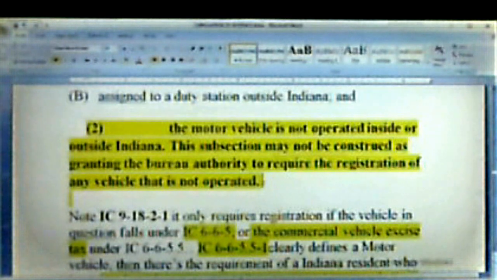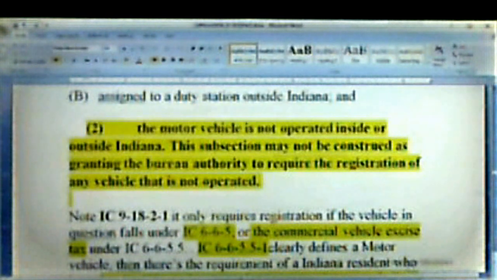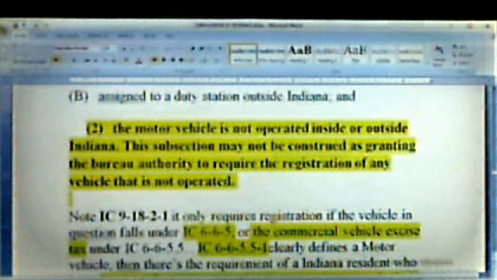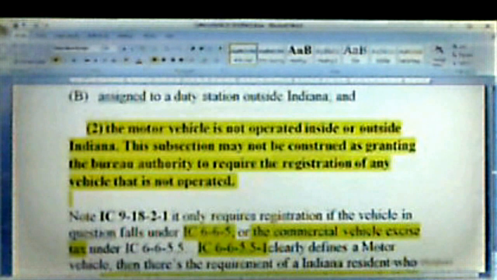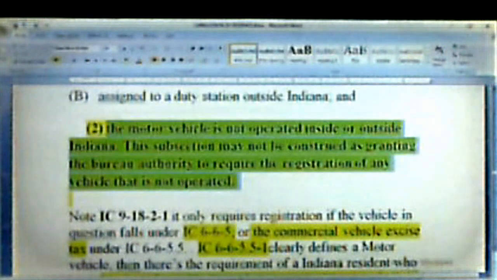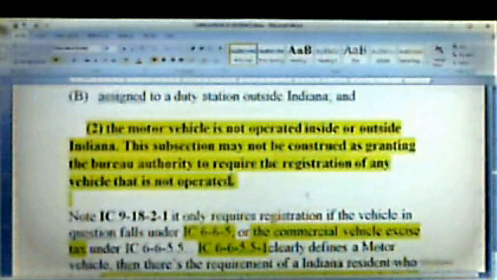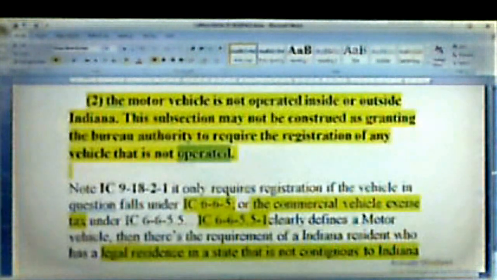There's an entire section, an entire paragraph of the law which says that they don't have the authority to require the registration of every single vehicle. Right? So this is an exemption, isn't it? And what's it required upon? It being operated. In other words, does it have a commercial operation? Are you making money from it, right?